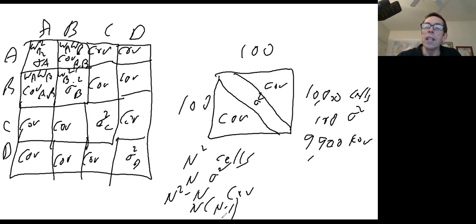So we can see that the number of covariance cells is going to be increasing much more quickly than the number of variance cells. And what happens with a really large portfolio is the variance cells really become insignificant. It's these covariance cells that are most important. And we're going to see that that has great implications for the pricing of assets that are held as part of a large portfolio.